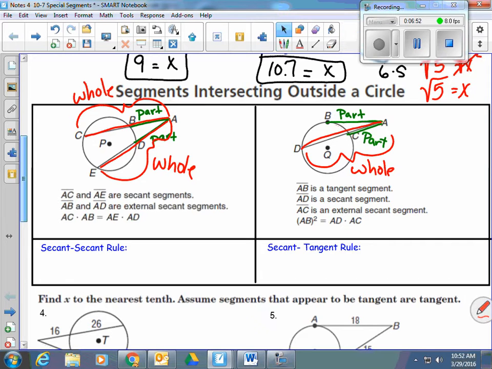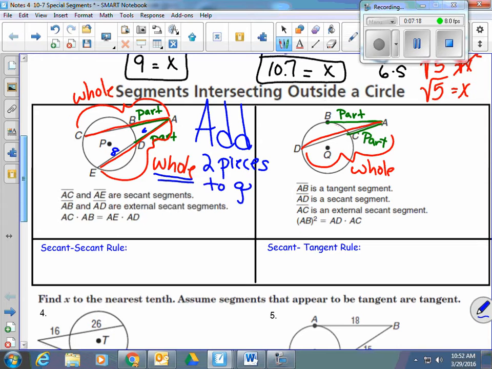Okay? Now, here's the most important part. If I told you that this piece right here was 8 and this piece was 6, what would you do to get to the whole? What did I do to get to the whole? Times? Add. You add two pieces to get a whole. Write that really big on your paper. You add two pieces to get a whole.